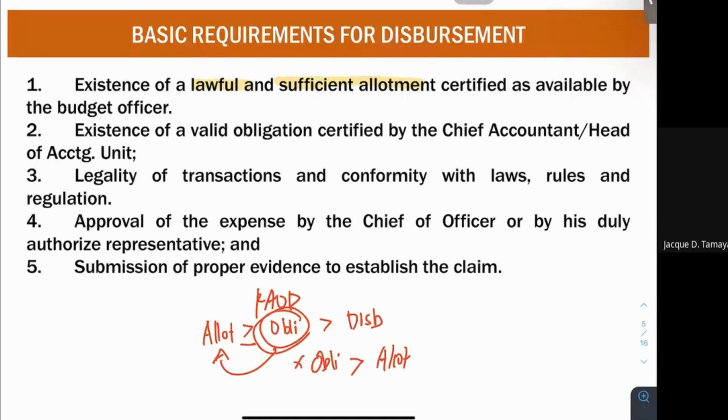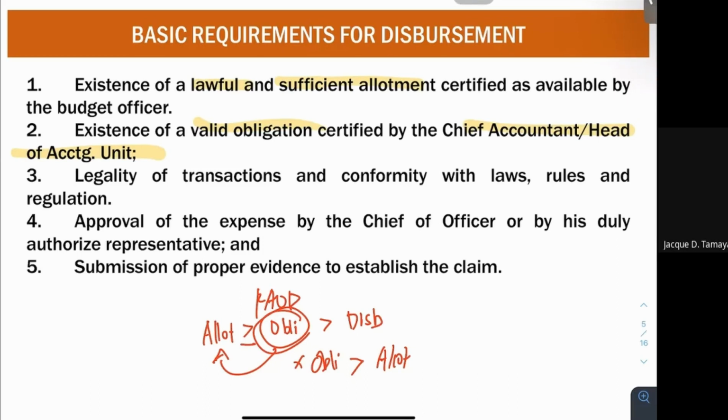Number two, existence of a valid obligation certified by the chief accountant or head of accounting unit. So here, there must already be a valid obligation before you disburse. So you make use now of your allotment, and you will now oblige the agency for a particular item of your different RAOD, either PS, MOOE, FE, or CO. And this must be certified by the chief accountant or head of accounting unit.